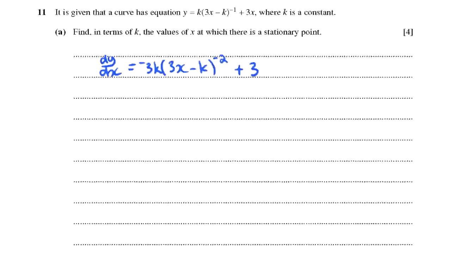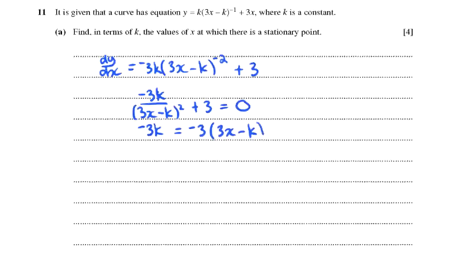Okay, I think we're pretty good. So when does the derivative equal 0? Well, when we have minus 3k over 3x minus k squared plus 3 equals 0. All right, so what are we going to do? Let's take the 3 over to the other side, make it negative, and then multiply by the bottom of the fraction. So we will get minus 3k is equal to -3, times 3x minus k squared.